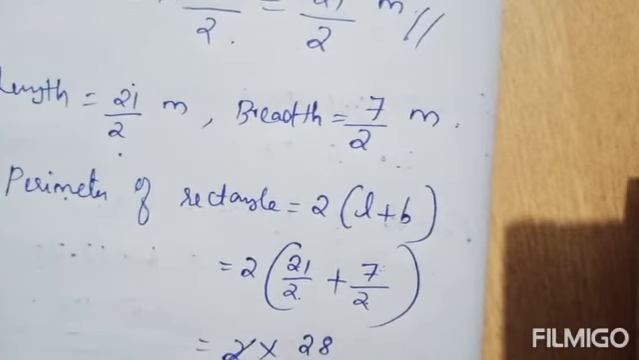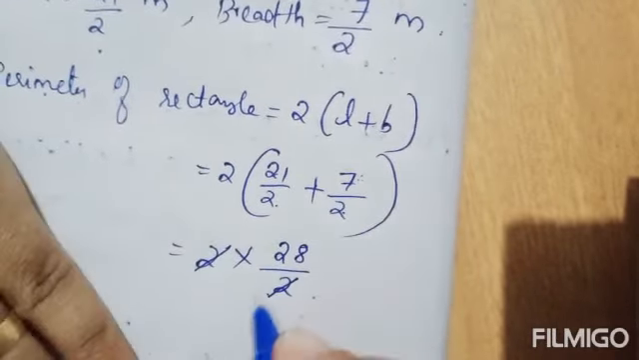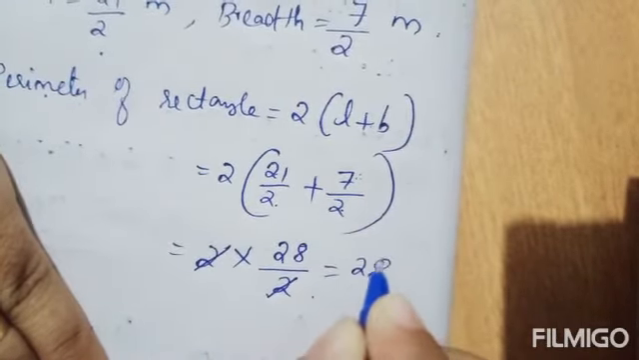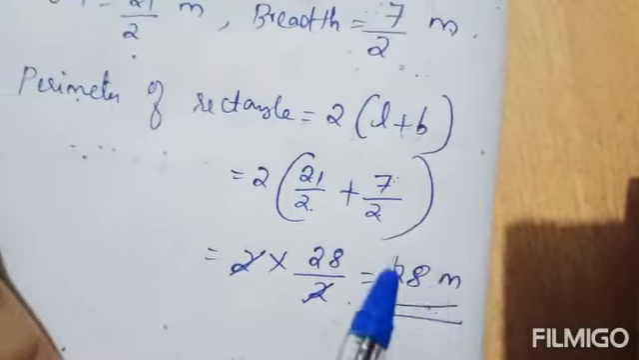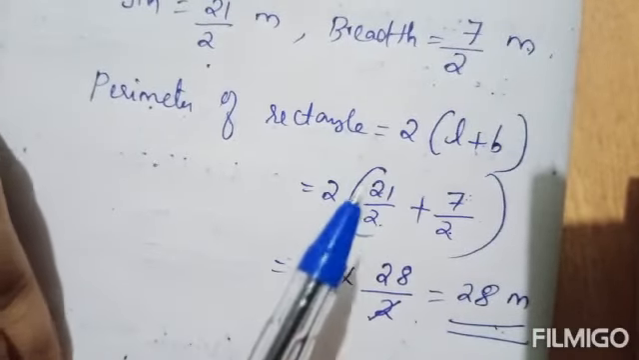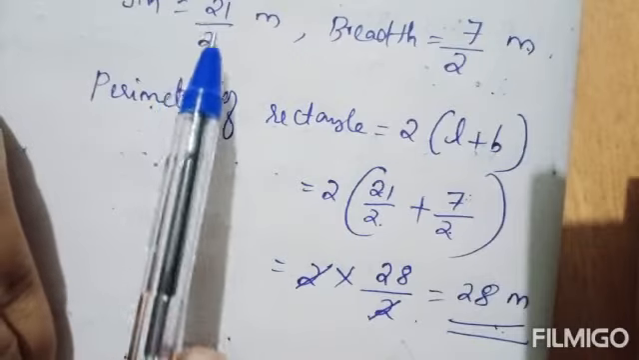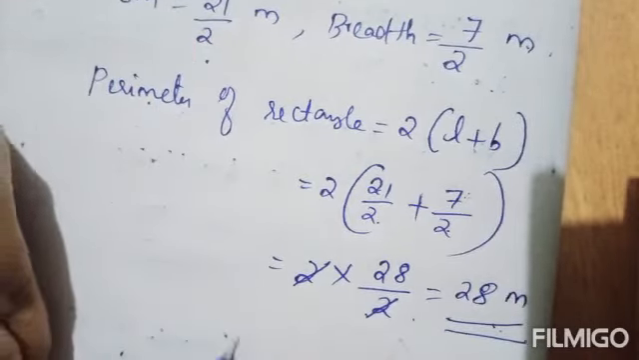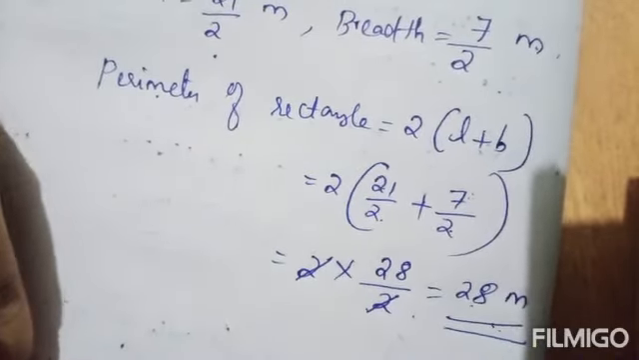Now this 2 you can cancel. So the answer is 28, meter will be the unit. So the perimeter of the rectangle whose length is 3 times that of breadth and whose breadth is 3 1/2 meter is 28 meter.